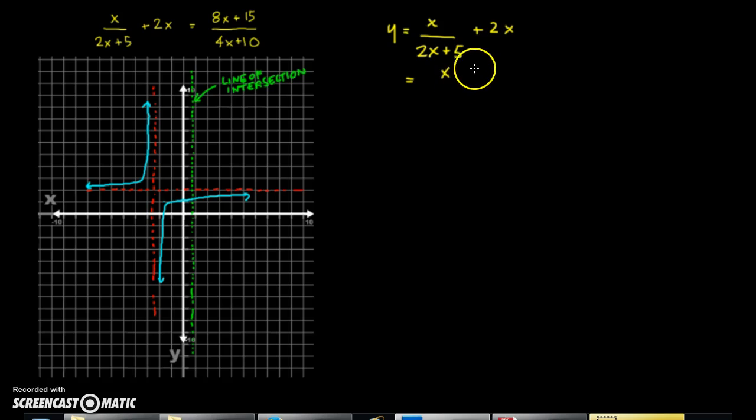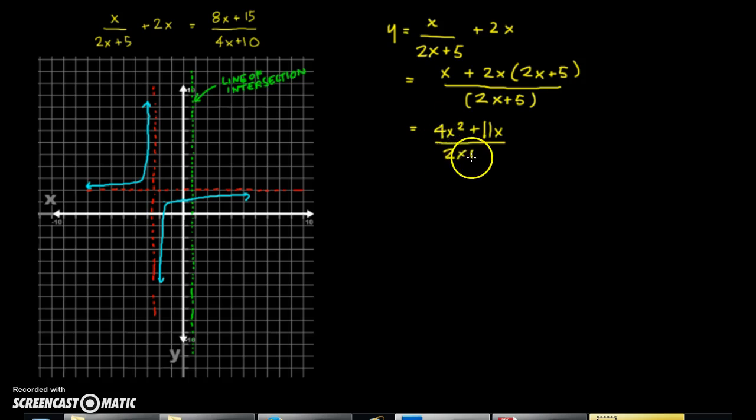So if I want to have a common denominator, I want to have x plus 2x times what? Well, it has to be multiplied by the other denominator. This is typical algebra. It shouldn't be very strange for you at all. And I'm going to be left with this. And what does that end up being? Well, I'm going to be left with a 4x squared plus 11x all over 2x plus 5. And that is nothing more than a quadratic over a linear.